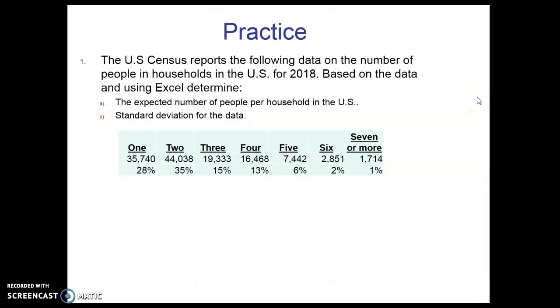Let's go through an example using Excel. It says here, this U.S. Census reports the following data on the number of people in households in the U.S. for 2018. Based on the data and using Excel, determine the expected number of people per household in the U.S. and the standard deviation for the data. Note first that we are dealing with discrete data because, again, you've got 1 person household, 2, 3, 4. These are countable events, and what we want to know is the statistics around these discrete events.